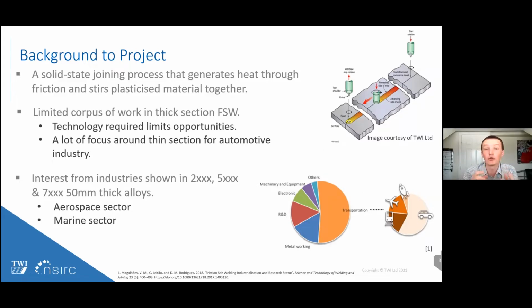And then the rotation also mixes the two pieces of plasticized material together. The tool is then traversed along the joint line, and in its wake, the stirred material cools and you have your weld. So friction stir welding has been around for about 30 years now, and there is quite a wide range of research in thin section friction stir welding.